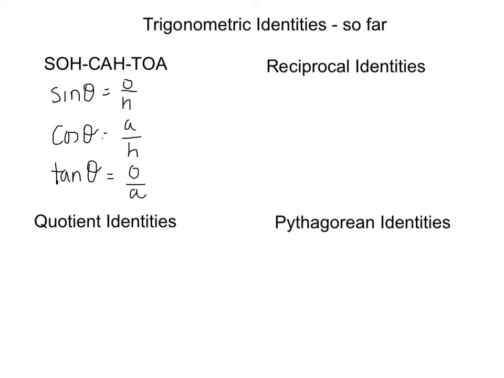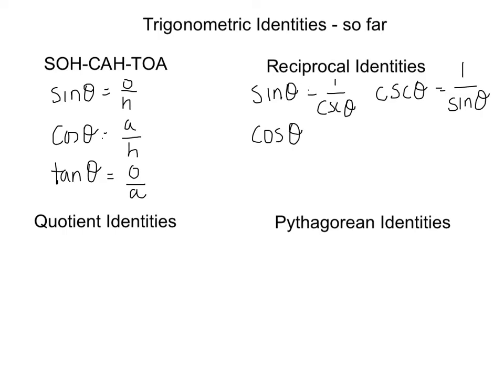All right, and then we know the reciprocal functions. We know that sine theta is equal to 1 over cosecant theta, and which of course also means that cosecant theta is 1 over sine theta. I'm just going to write them one way but you know that you can get them the other. So cosine is 1 over secant, or secant is 1 over cosine. And then you have tangent theta is 1 over cotangent theta.